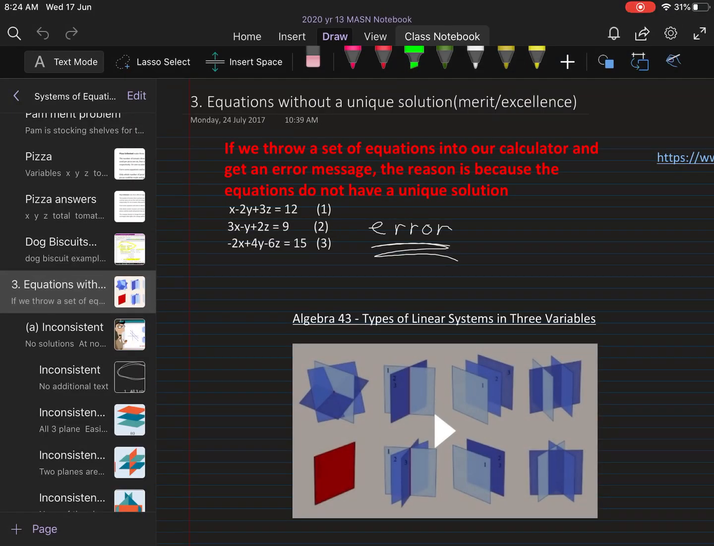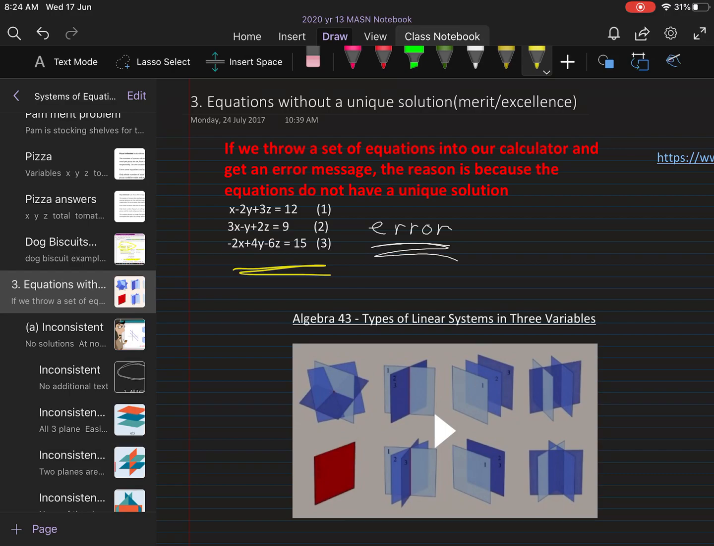Okay, we're going to take a look at what happens when we get a set of three equations with three variables that does not have a unique solution, so that when we throw them into our calculator, we basically get an error message. So there's three situations.